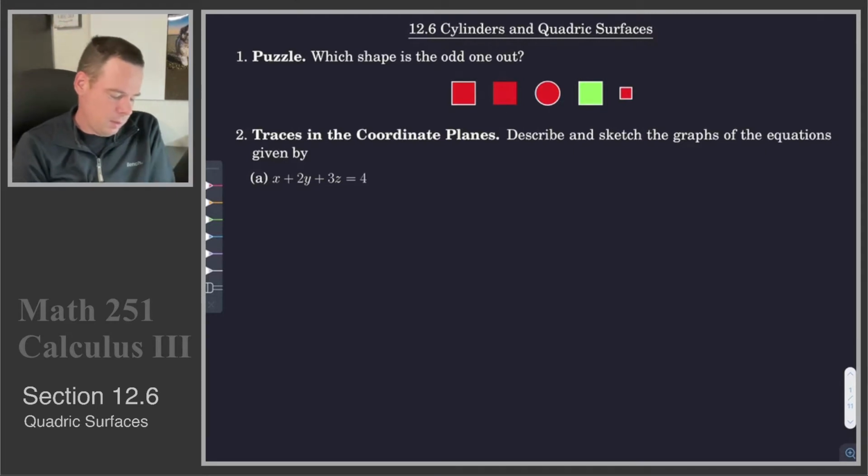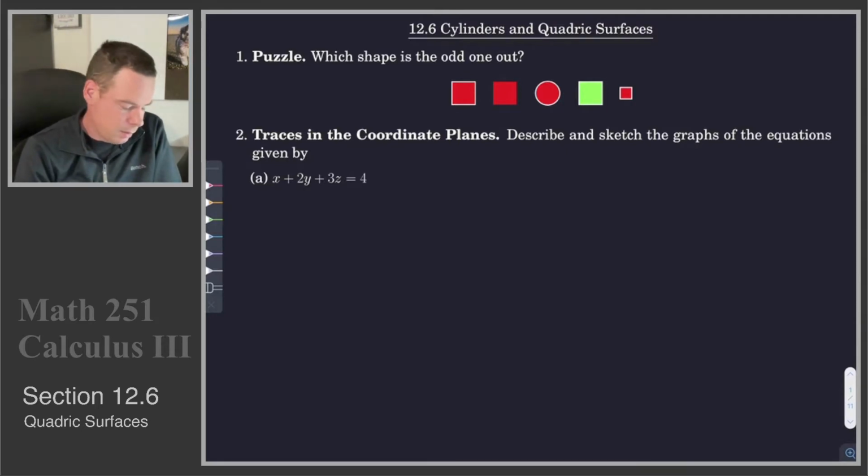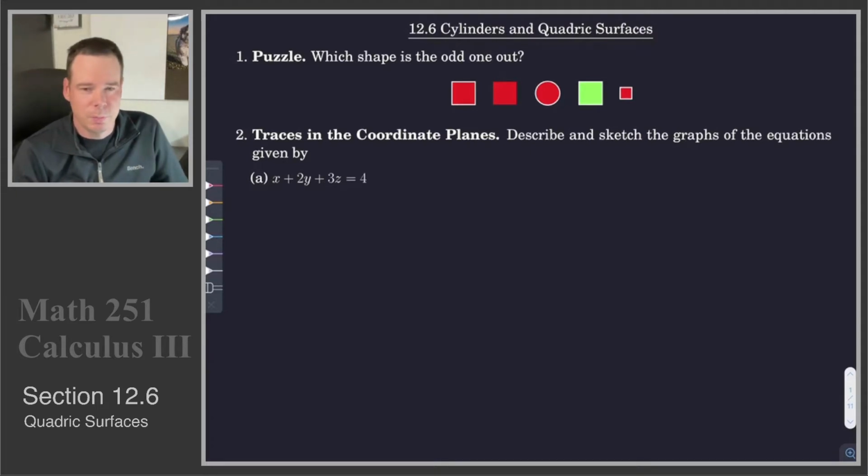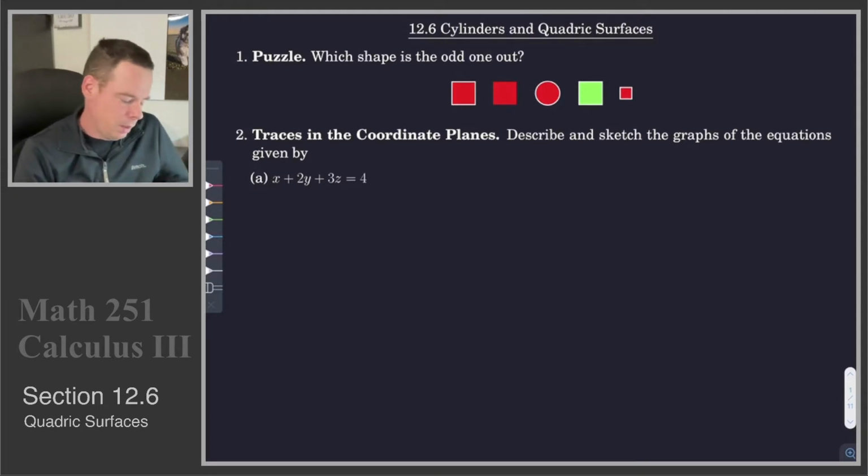So here's the idea. We've got an equation. In this case it's x plus 2y plus 3z equals 4. And we'd like to figure out what the collection of all points with coordinates x, y, z that satisfy this equation looks like in three-dimensional space. So what kind of object is the graph of this equation?